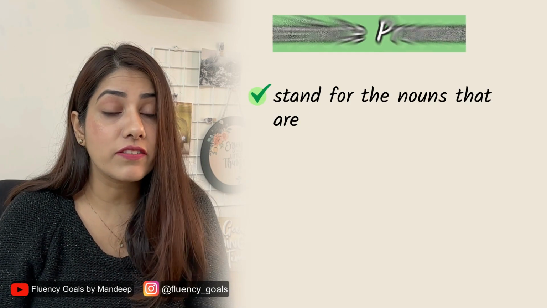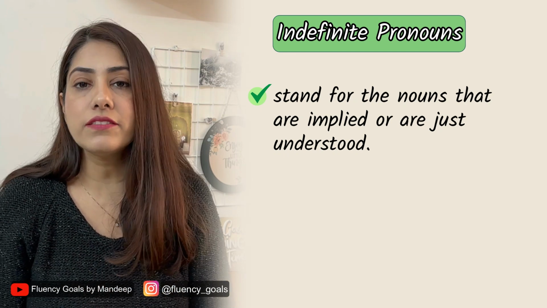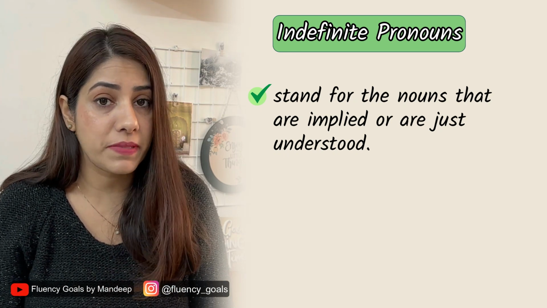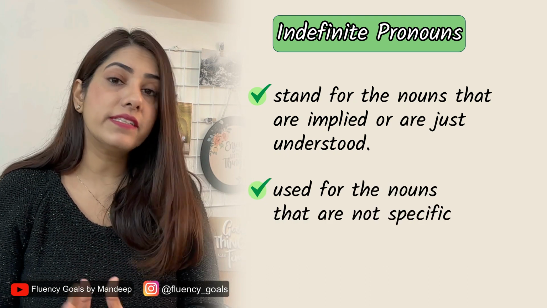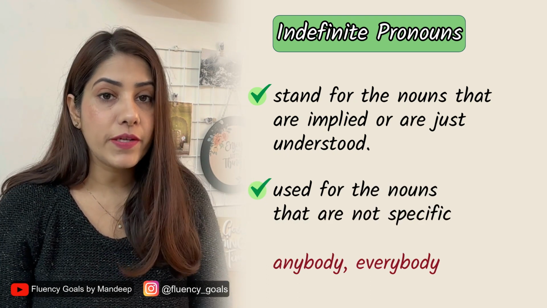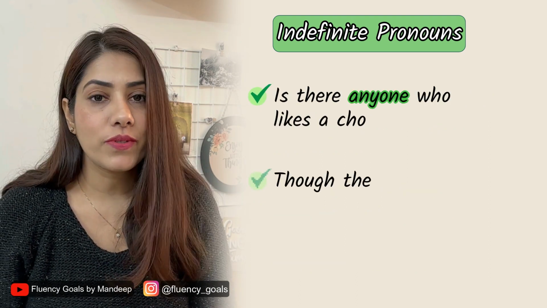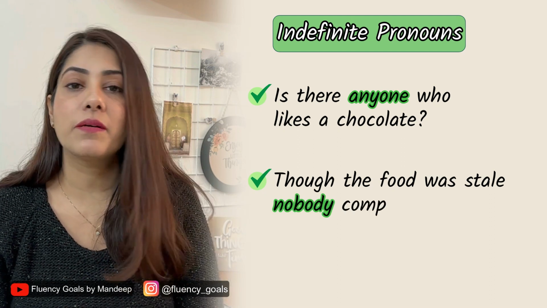Let's move on to indefinite pronouns. Indefinite pronouns stand for the nouns that are implied or that are just understood. So these are used for the nouns that are not specific. They can be used in the singular or plural forms. Example, anybody, everybody. Is there anyone who likes chocolate? Though the food was stale, nobody complained.